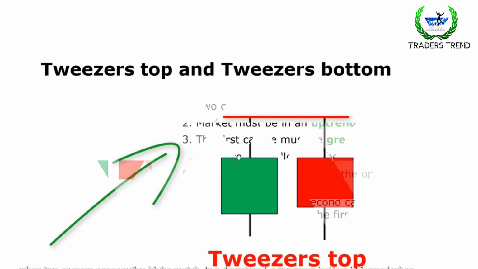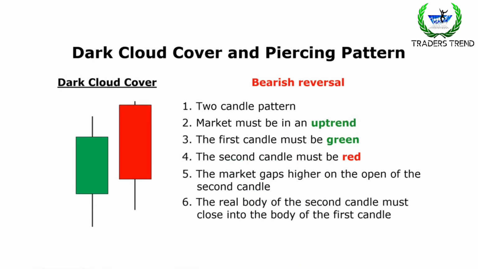And the next one is the dark cloud cover pattern. It is a bearish reversal pattern. It is a 2 candle pattern. The market must be in an uptrend. The first candle must be green. The second candle must be red. The market gaps higher on the open of the second candle. The real body of the second candle must close into the body of the first candle.